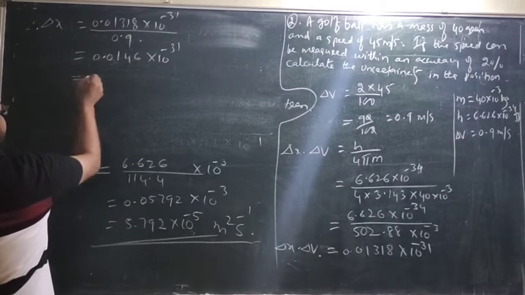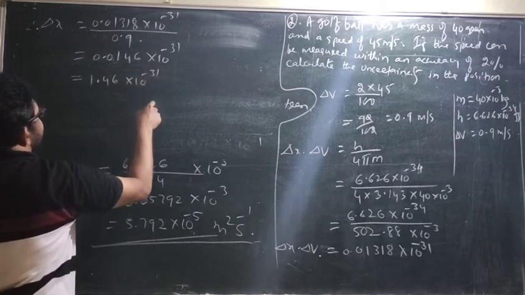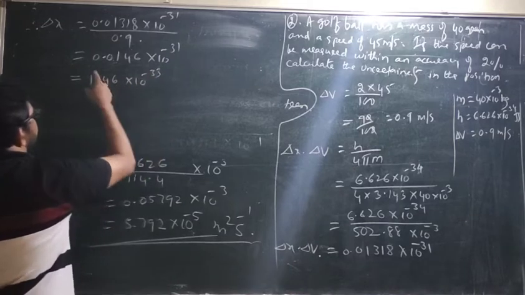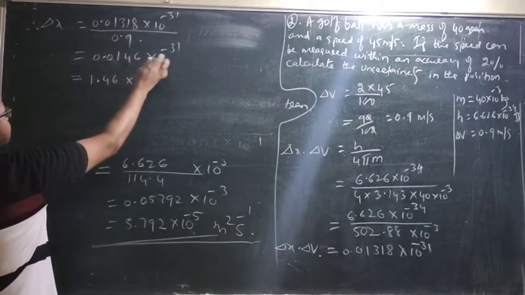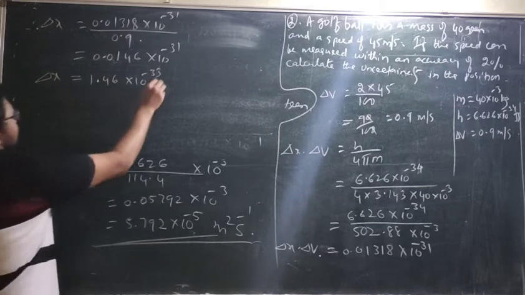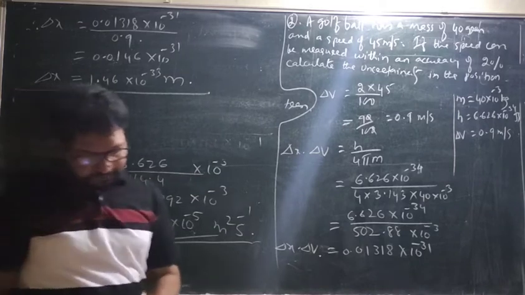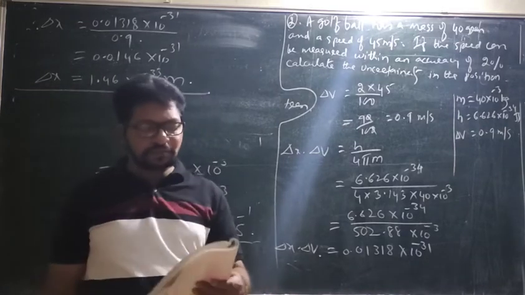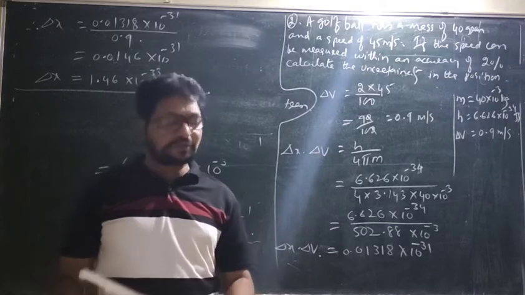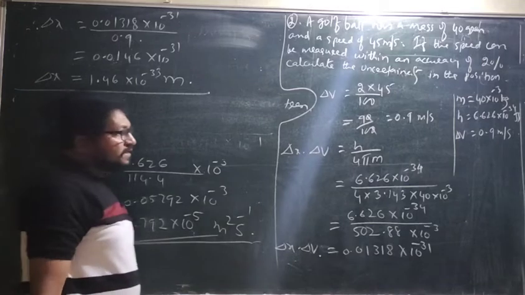In scientific notation, 1.46 into 10 raised to minus 33, correct? It is error in position, meter. So, what is the error in the position? This is the error in the position. 1.46 into 10 raised to minus 33 meter. Okay.